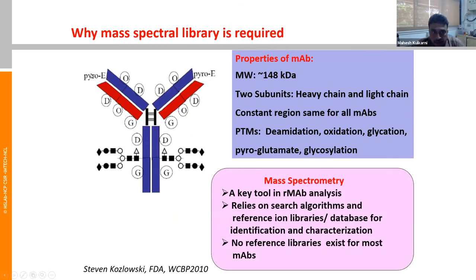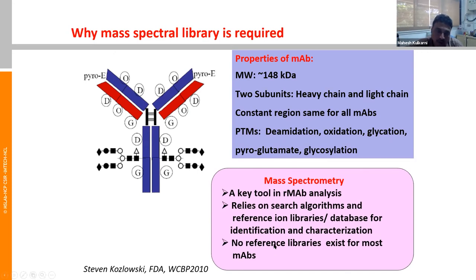characterization. You see here the mAb structure, the IgG. It has two heavy chains and two light chains. The molecular weight of the mAb is approximately 148 kilodalton. It has two subunits, heavy chain and light chain. A common feature is that the constant region is the same for all the mAbs, okay. And the PTMs: deamidation, oxidation, glycation. Most of these PTMs occur during the production of mAbs. So mass spec is a key tool in recombinant mAb analysis. It relies on search algorithms and reference ion libraries or databases for identification and characterization, which are not available.